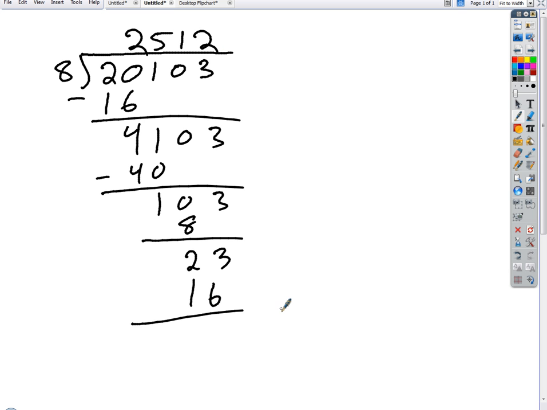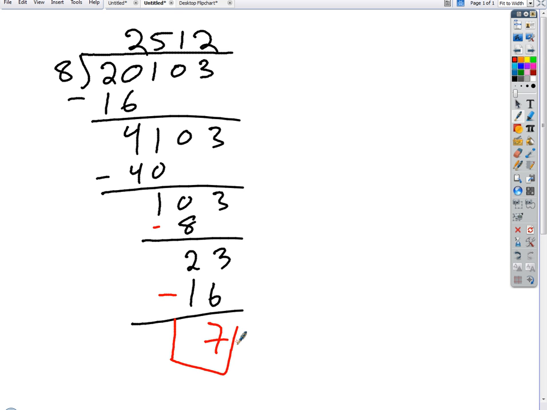And then remember what you guys did. When you did this back in the day, did you put a little remainder box at the bottom? Back in grade school? Probably did. When you subtract 23 minus 16 gives us 7. Okay, so the remainder is 7, right?